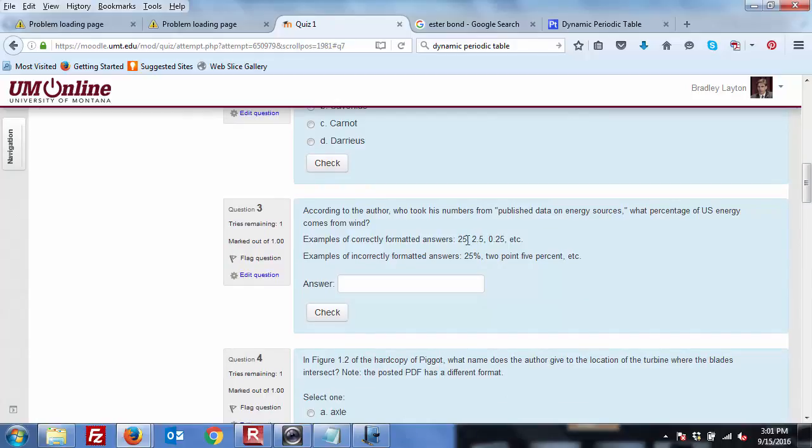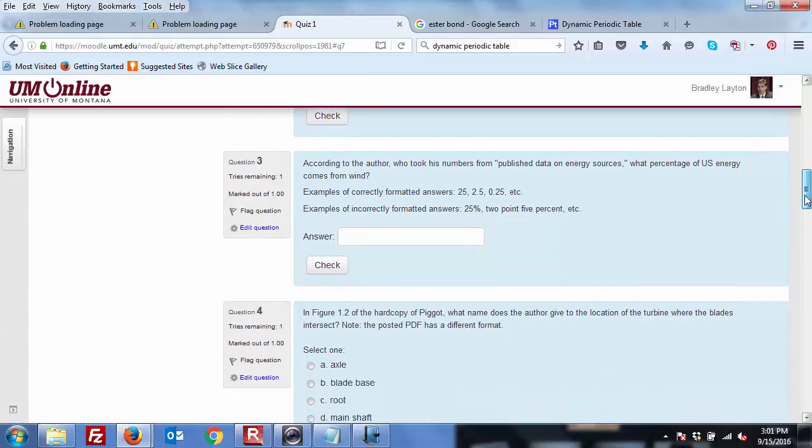And this is how I'd like you to answer this. This is also from the JAW text as well, not from Pigott. So according to JAW, who took the numbers and what percentage comes from wind? And just two different numbers there, though. Find the one that makes the most sense, and if you can substantiate your answer, you'll get credit for it.